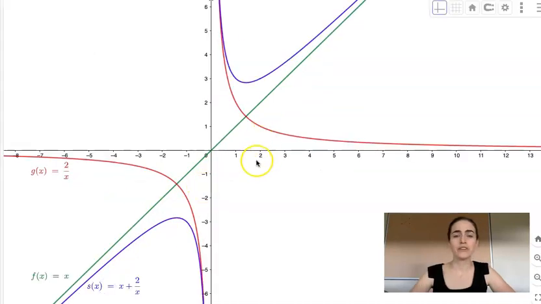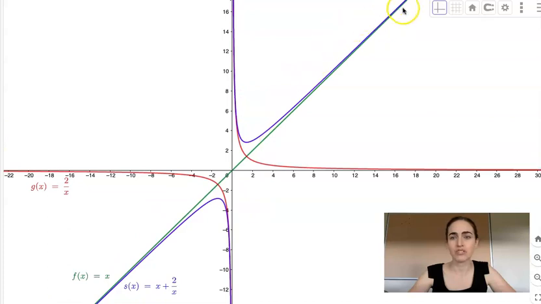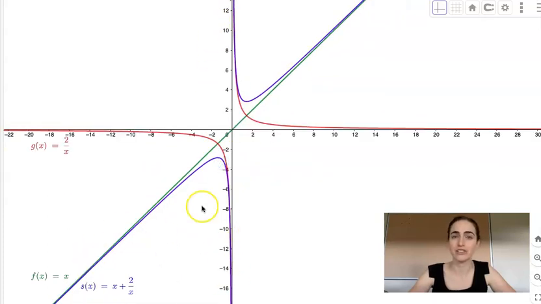In our graphing software, what that actually looks like, you can see that blue function there. And as we zoom out, you can see that it does approximate the green function and the red function over here as we get to our different values of x.